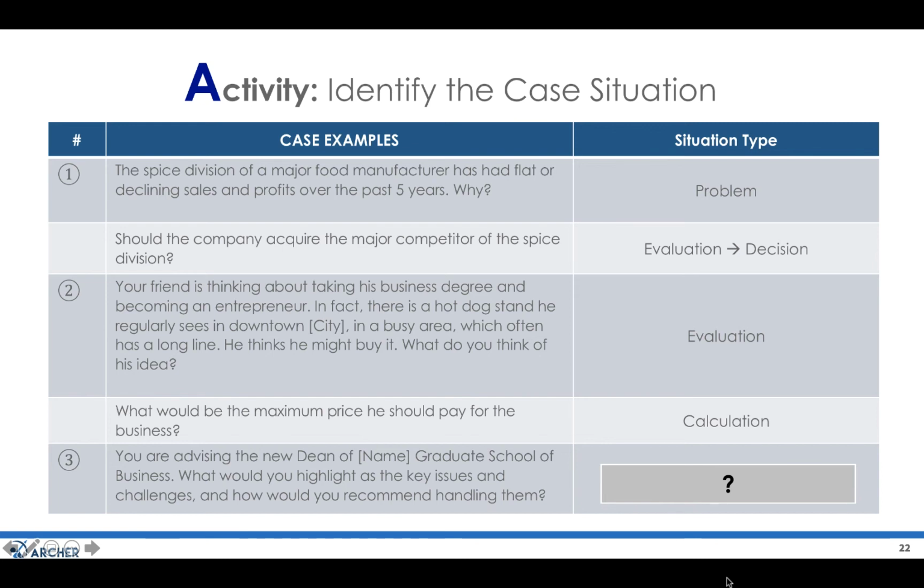The third question then, with the dean, what would you highlight as the key issues and challenges, and how would you handle them? That's a pretty broad question, but it sounds an awful lot like an evaluation and then a decision. So the evaluation here would be to go through and perhaps talk about the strengths of the school, perhaps the gap areas, then to prioritize those, and then to think about what should be done going forward. That's actually a pretty complicated question if you think about it.